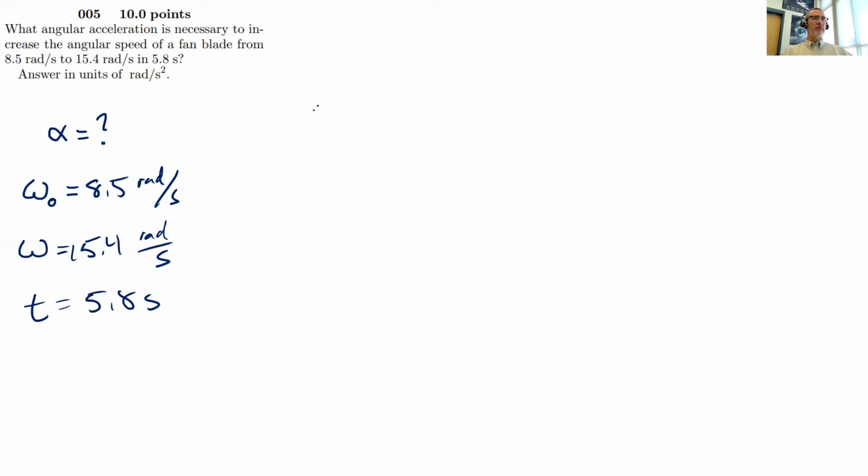So now I know that my angular acceleration is going to be the change in angular velocity divided by change in time. Just like my linear acceleration A would be my change in velocity divided by my change in time. So my angular acceleration is going to be my change in angular velocity divided by my change in time.